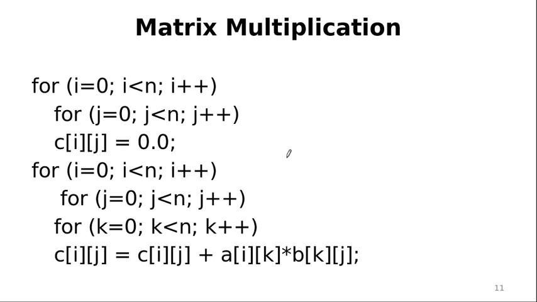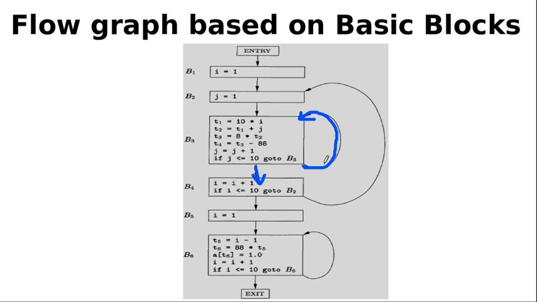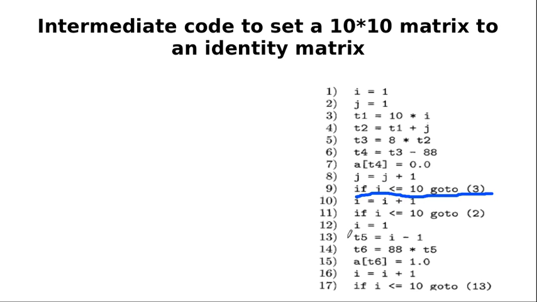What is the basic block 4 last statement? Nothing but the 11th one. If the condition is true, go to 2. Go to 2 in the sense basic block 2. So if the condition is true, go to basic block 2. If it is not, go to basic block 5. What is the basic block 5 statement? Only 1, we have I equal to 1. So there is no repetition, directly it goes to block 6.